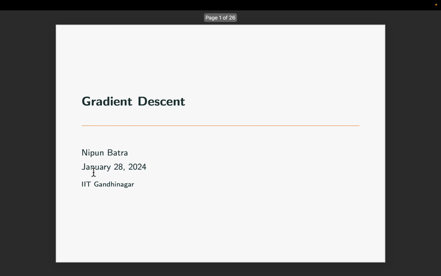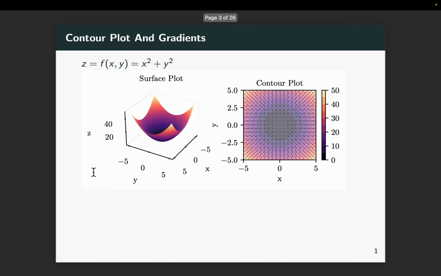So today we'll talk about gradient descent, which I think should make you happy because all of you want to just learn neural networks. And gradient descent is something which gets you towards neural networks. It's an optimization technique. Previously, we have seen these two plots. These are known as the surface plots and the contour plots.